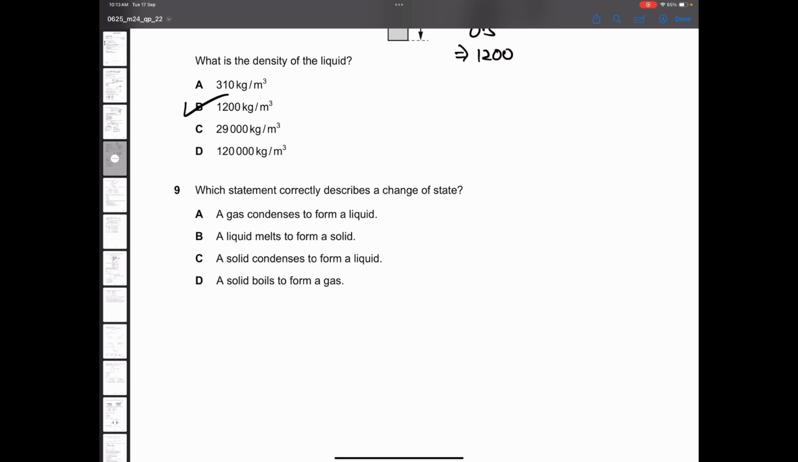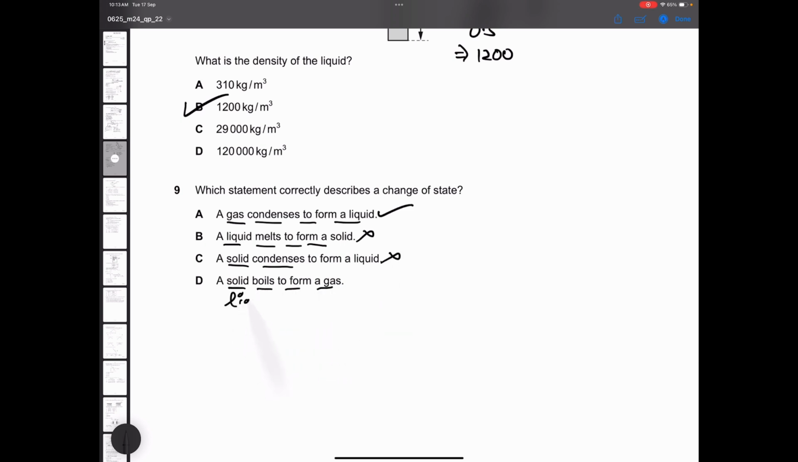Now, question number 9. Which statement correctly describes a change of state? Gas condenses to form a liquid. This is correct. A liquid melts to form a solid. Solid melts to form a liquid. A solid condenses. Condensation is the change of state from gas to liquid, so this is incorrect. Solid boils to form a gas.